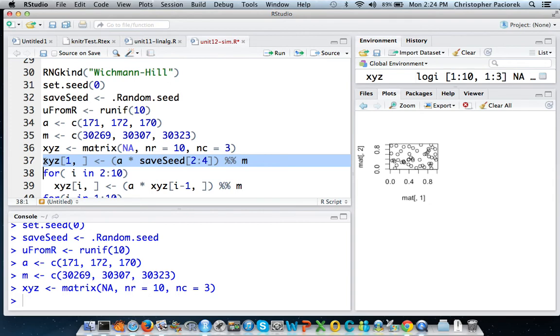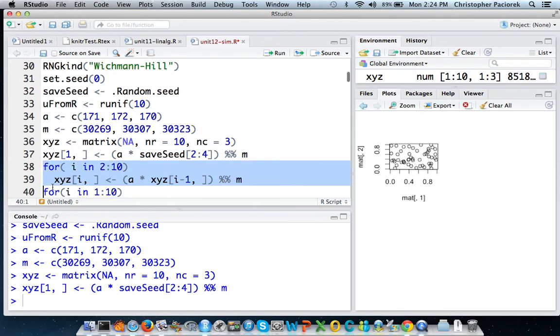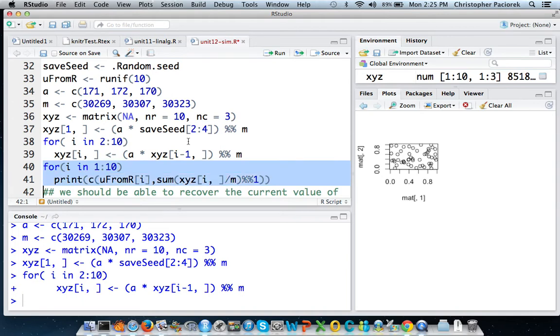So I'm going to start this off with that starting position, the starting position from before I generated the 10 random uniforms. So with my manual generation, I should be generating exactly the same random numbers that are generated using Wichmann-Hill, using R's runif function. So I'm going to generate the first triplet of XYZs, and then for 2 up through 10, I'm going to generate those corresponding XYZs.